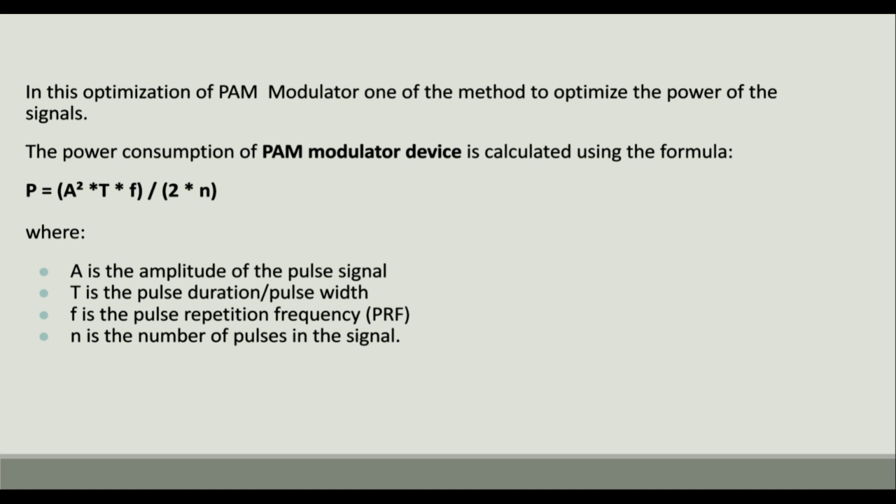The power consumption of the PAM modulator device is calculated with the formula: P is equal to A square into T into F divided by 2N. Here, A is the amplitude of the pulse signal, T is the pulse duration or pulse width, F is the pulse repetition frequency, and N is the number of pulses in the signal.